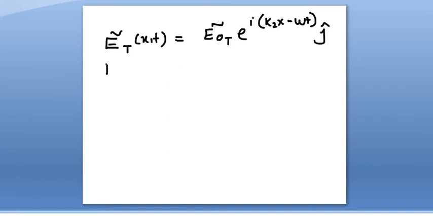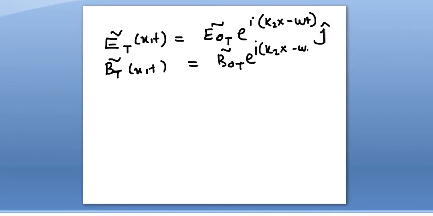Now again, what will be our B_T? B_T(x,t) will be, by the same process, B0T e raised to i(K2x minus omega t), and this will be in the K cap direction. Now how do you represent all these waves?